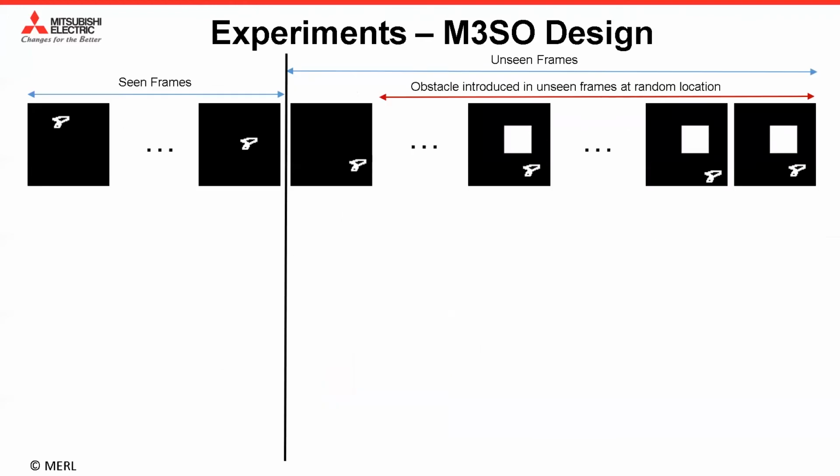Let us now talk about the details of the construction of the novel M3SO dataset. The M3SO dataset associates all 10 MNIST digits with a unique tone of a certain frequency. The dataset features videos where a digit moves in a box in rectilinear trajectories, except upon collision with the box boundaries when it switches to a random direction of motion. We introduce an obstacle at a previously unknown spatial location in the unseen frames. When the digit collides with this obstacle, it also switches to a random direction of motion.